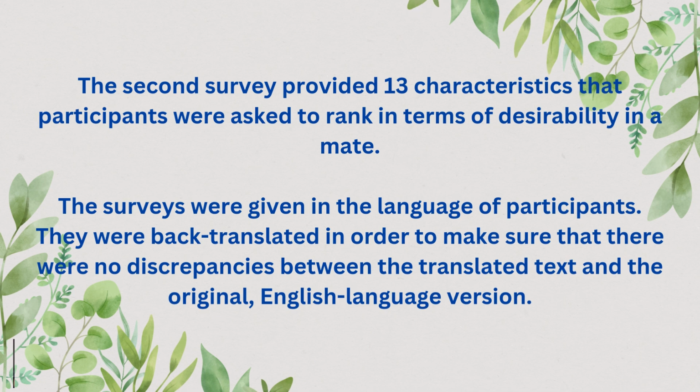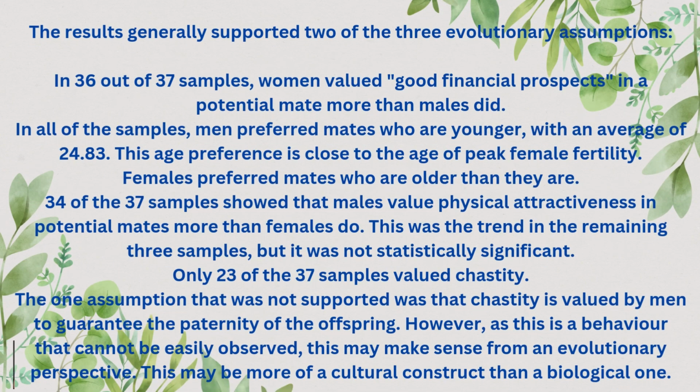The results generated supported 2 of the 3 evolutionary assumptions. In 36 out of 37 samples, women valued good financial prospects in a potential mate more than males did. In all of the samples, men preferred mates who are younger, with an average of 24.83. This age preference is close to the age of peak female fertility. Females preferred mates who are older than they are.